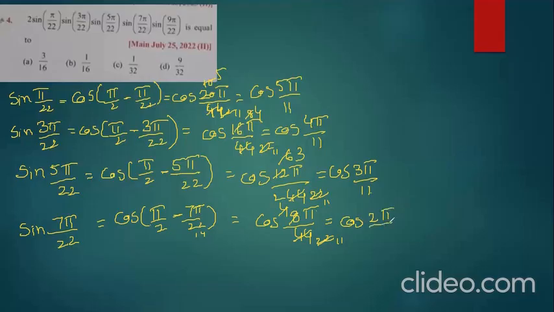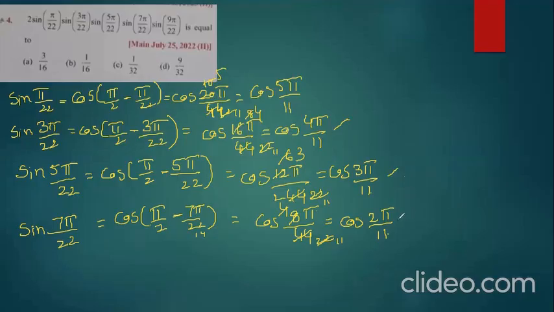Cos 2 pi by 11. Okay, like this we got. And now you see, here I can write sine 3 pi by 22 as cos 4 pi by 11. You observe the pattern. Sine 3 pi by 22 is cos 4 pi by 11. Sine 5 pi by 22 is cos 3 pi by 11.